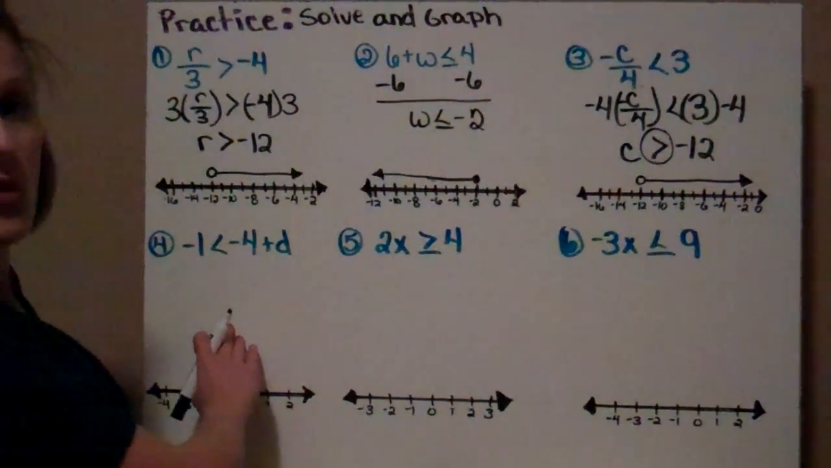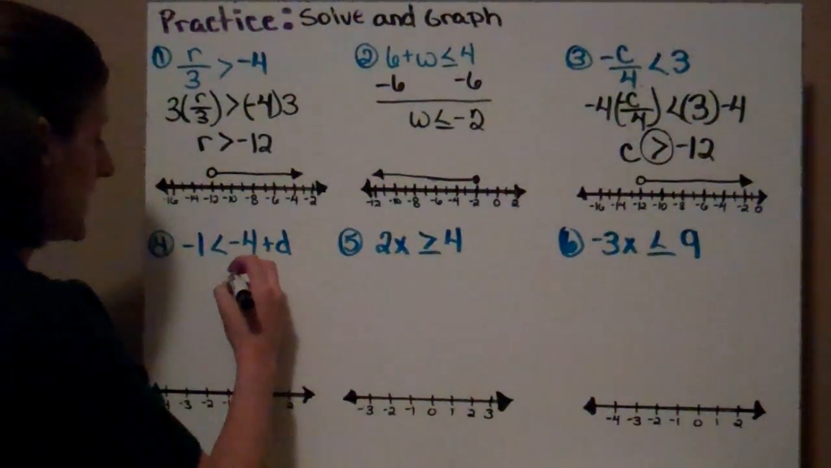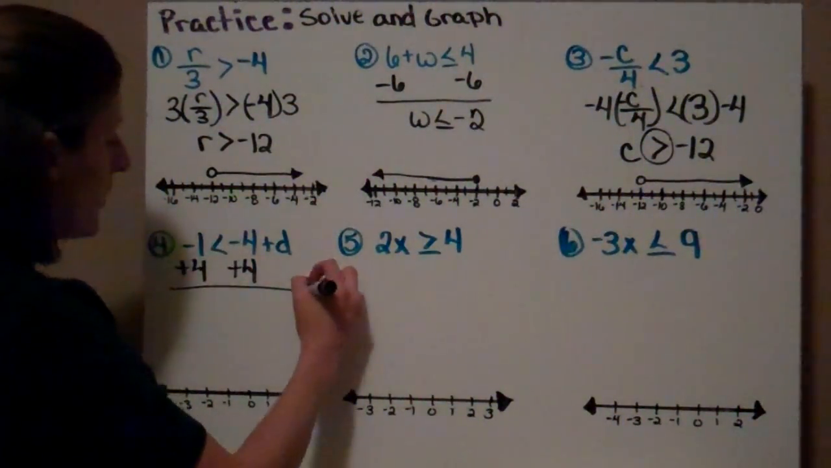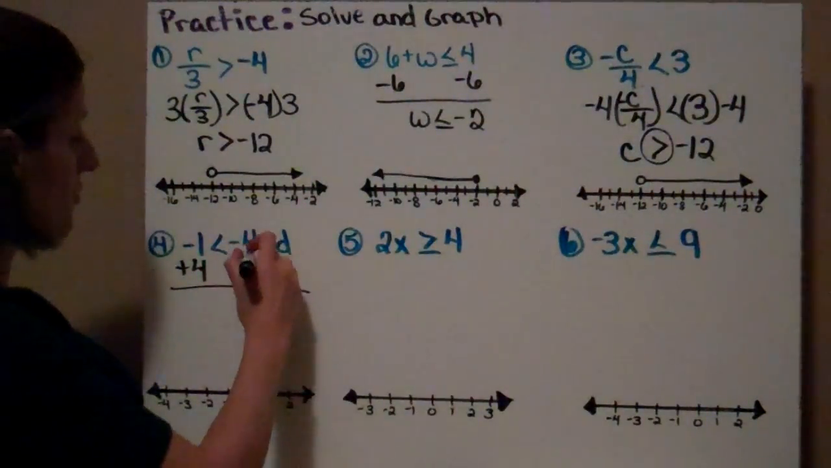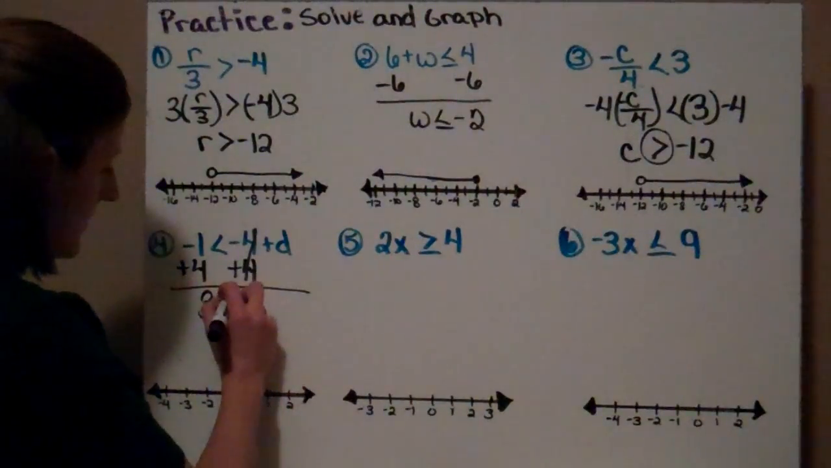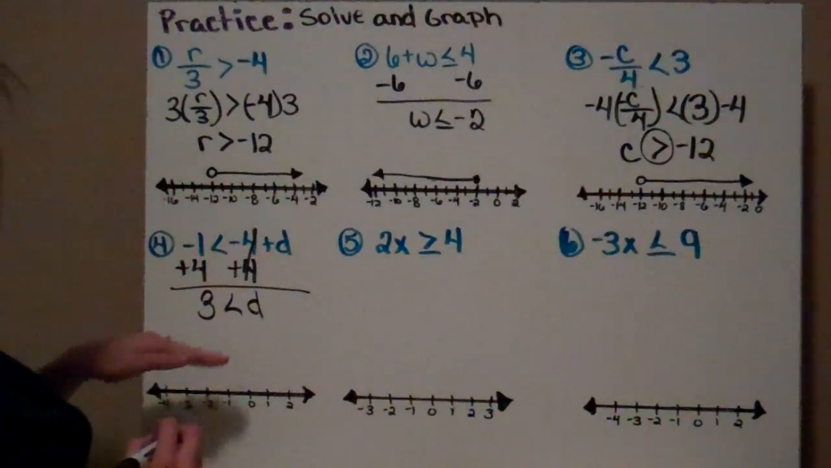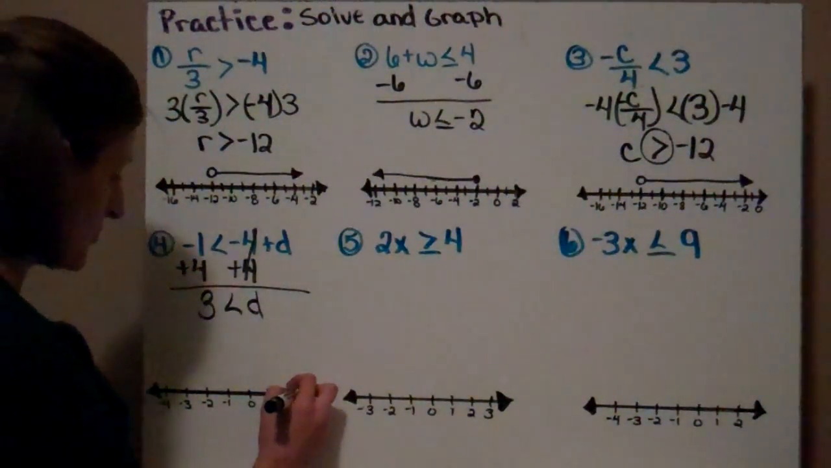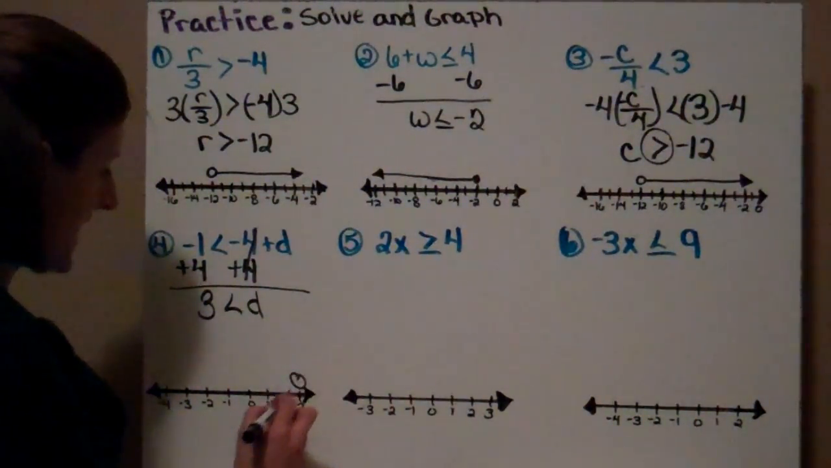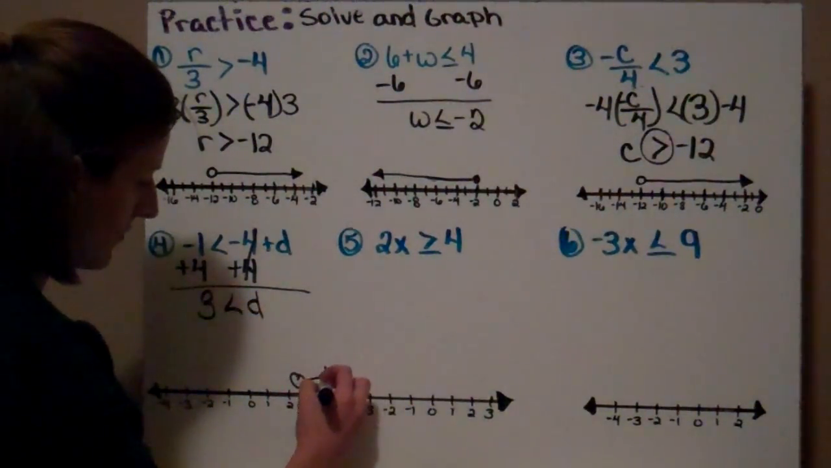Now let's look at number 4. We have negative 1 is less than negative 4 plus d. I need to add 4 to both sides. Well, remember when I do that, negative 4 plus 4, that's 0. And negative 1 plus 4 gives me 3 is less than d. Alright, so since it's just less than, it's not equal to, I'm going to put an open circle on 3, which is right there. And d is everything greater than 3. So I am going to go this way with my arrow.